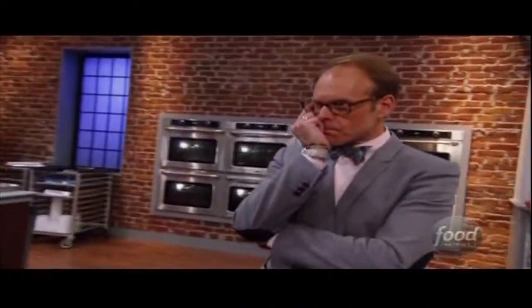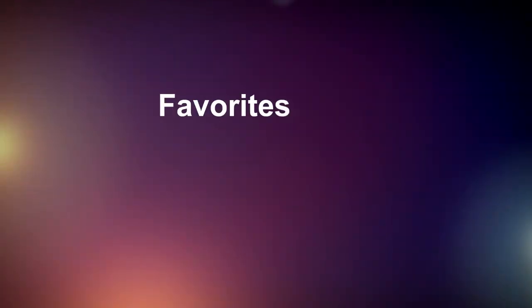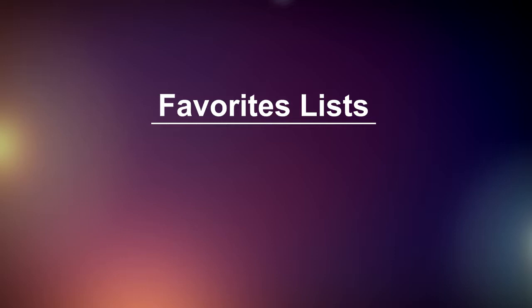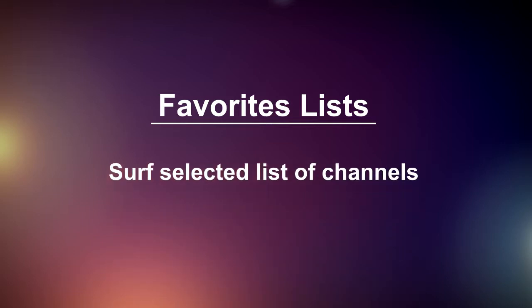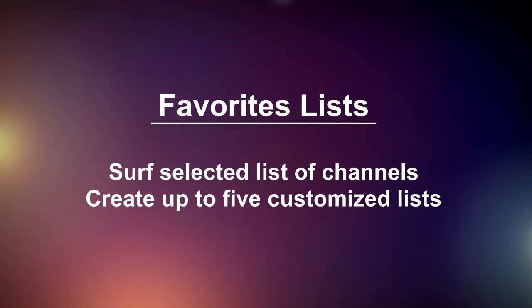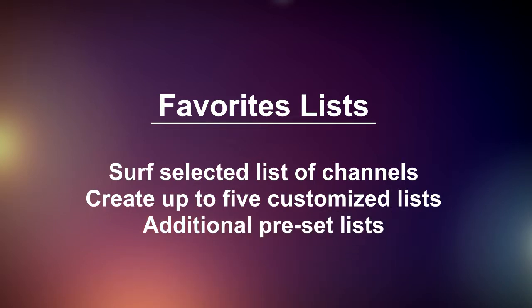There are dozens, even hundreds of channels available for viewing, but most people watch just a few of their favorites. Your service allows you to create favorites lists within your guide in order to surf selected lists of channels. You can create up to 5 customized favorites lists in addition to several that are preset within your service, such as sports and kids programming. Here's how to create and work with them.